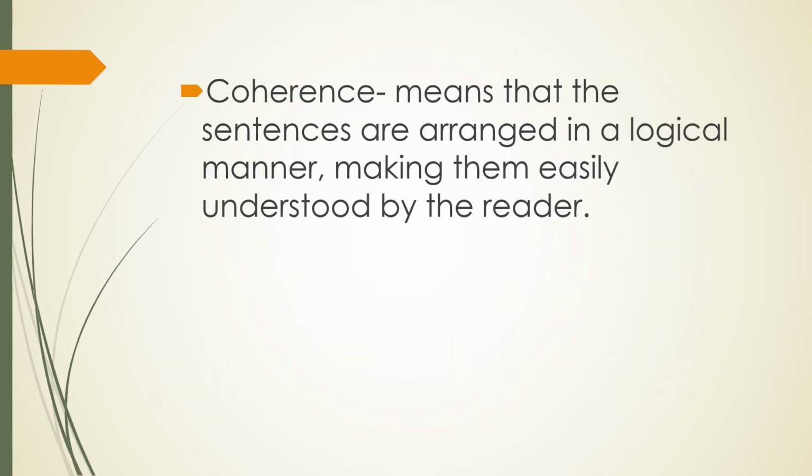The third characteristic of an effective paragraph is coherence. This means that the sentences are arranged in a logical manner, making them easily understood by the reader. Coherence is achieved when ideas flow smoothly within and between paragraphs. Your paragraph can become more coherent through the use of logical order and signal devices.